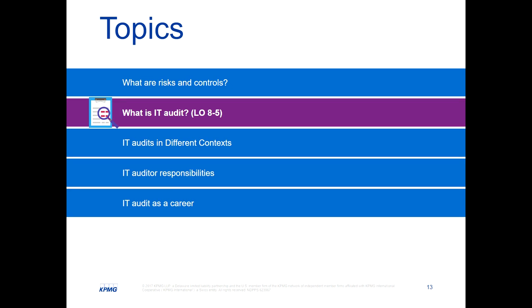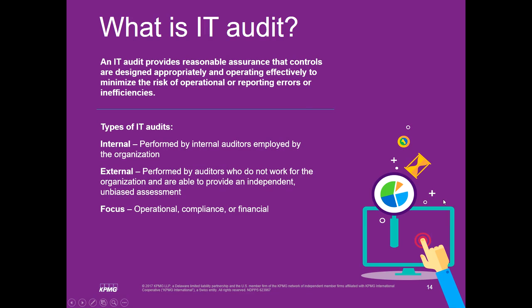Okay, so moving on here, learning objective 8.5: what does IT audit look like? How does it fit in here? We're just combining those definitions we had before, as far as IT audit providing reasonable assurance that the controls are designed appropriately and operate effectively to minimize operational and reporting errors or inefficiencies. So IT audit tries to get reasonable assurance around the IT function supporting the objectives of the firm.